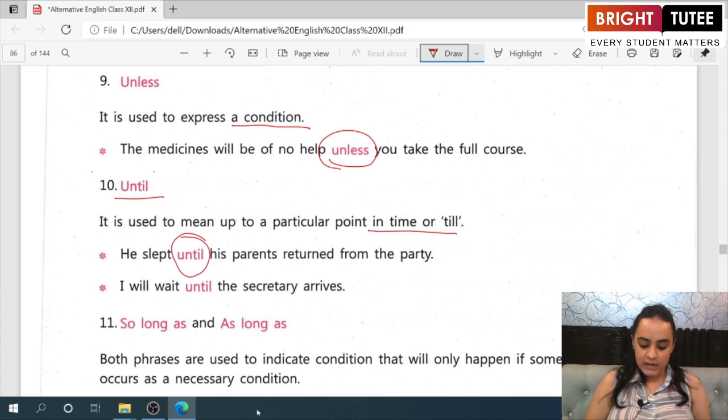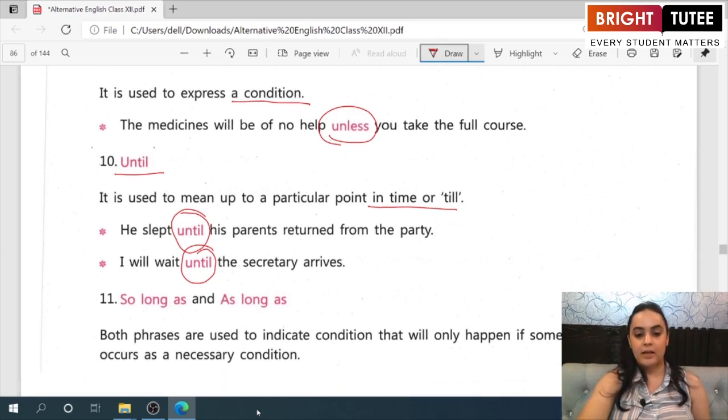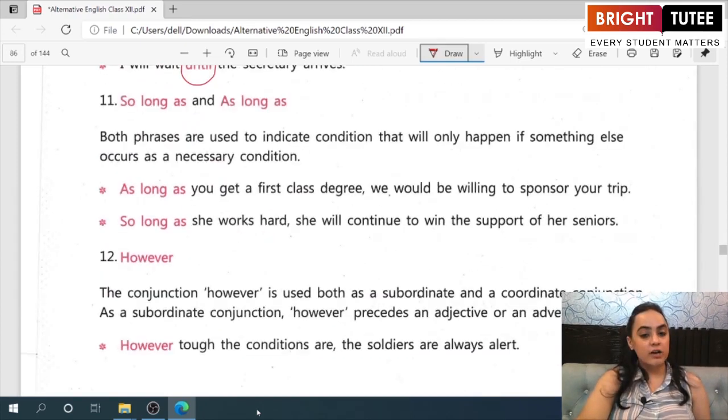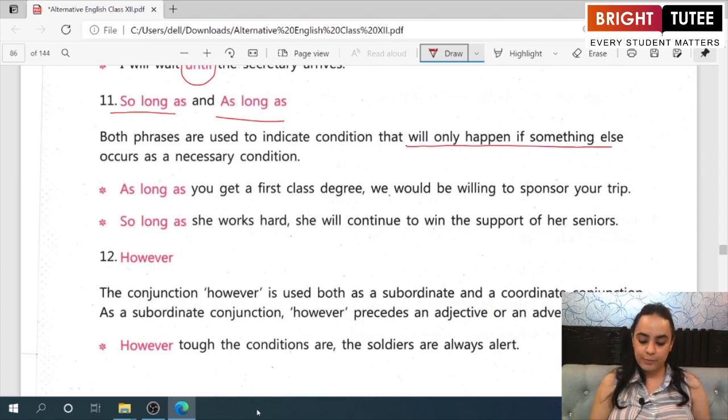I will wait until the secretary arrives. So till what point will I wait? Until the secretary arrives. The next set of conjunctions that we have are so long as or as long as. Both these phrases are used to indicate the condition that will only happen if something else occurs.